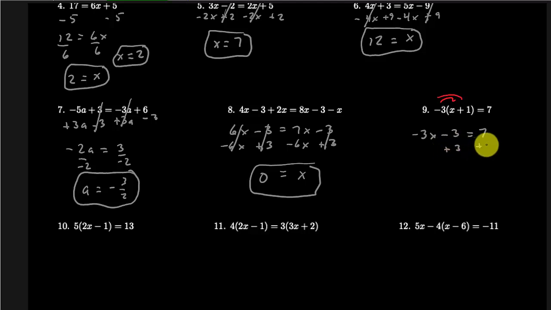And now we're going to add 3 to both sides. So I get negative 3x is equal to 10. Divide both sides by negative 3. We get x is equal to negative 10 thirds. And this is our answer.